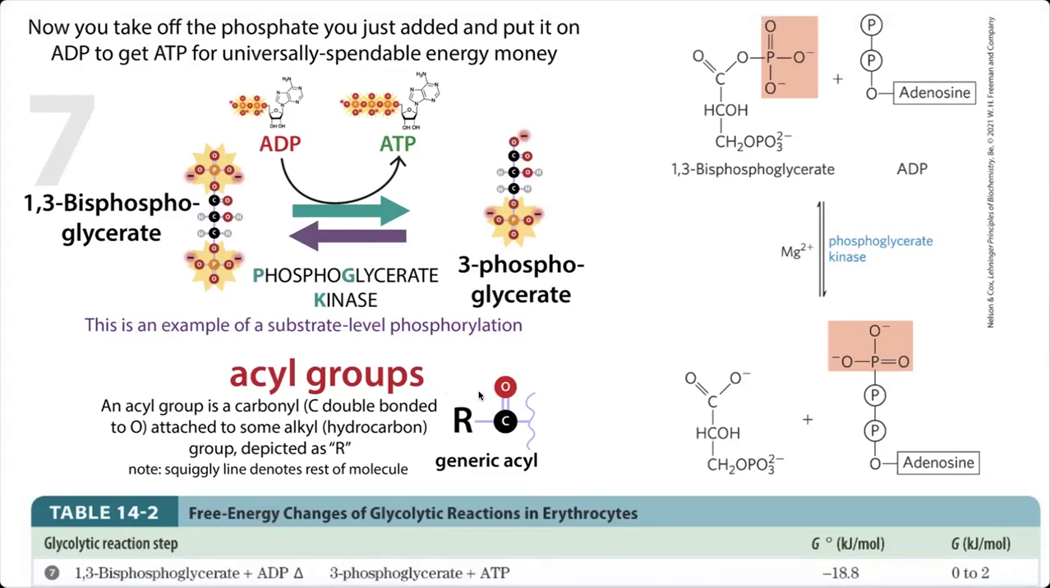So an acyl group is just where you have a carbonyl next to a carbon and next to something. This is your generic acyl group, this carbonyl right here, and it's next to this phosphate group. So we can call this an acyl phosphate group. This is going to be one of those quote unquote high energy bonds.